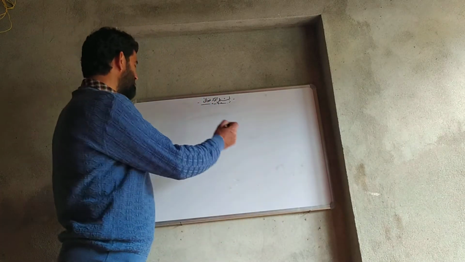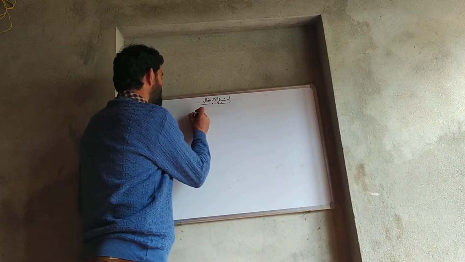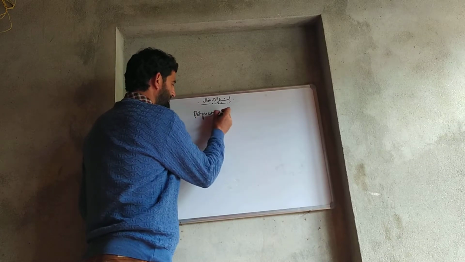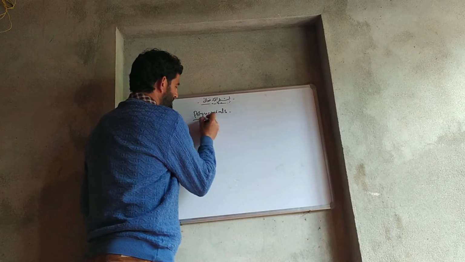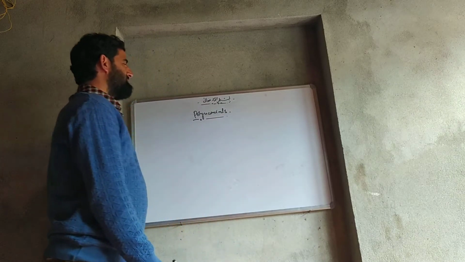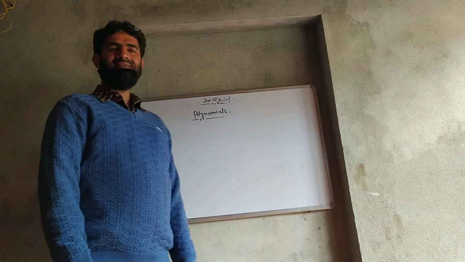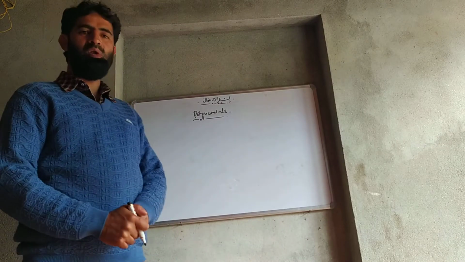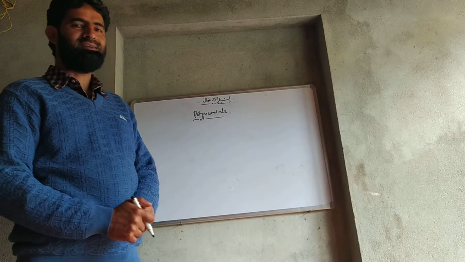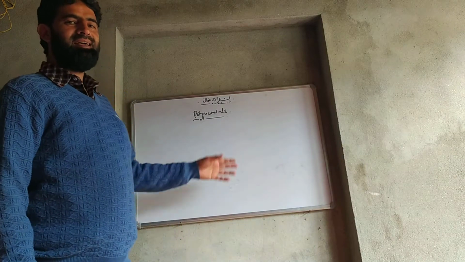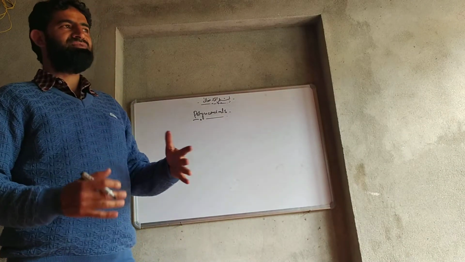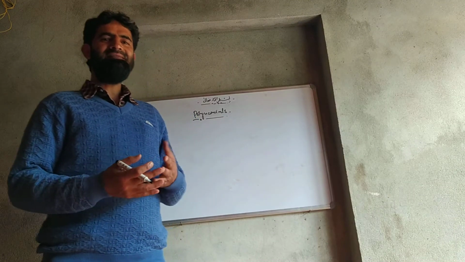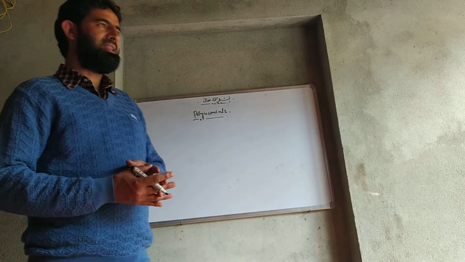Today we are going to discuss polynomials. Polynomial is actually the combination of two words, poly and nomial. Poly means many and nomial means terms. That is an algebraic expression. Anything which we are speaking about is an expression.